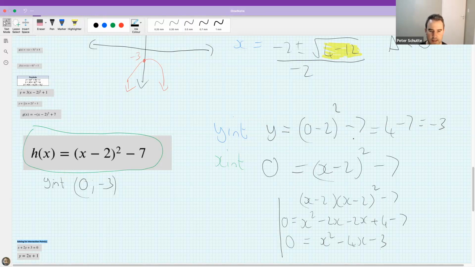What is my x-intercept? So notice what I did. I multiplied out. There shouldn't be a squared there. I multiplied all these out, so that gives me this. And then I had the -7 there already.